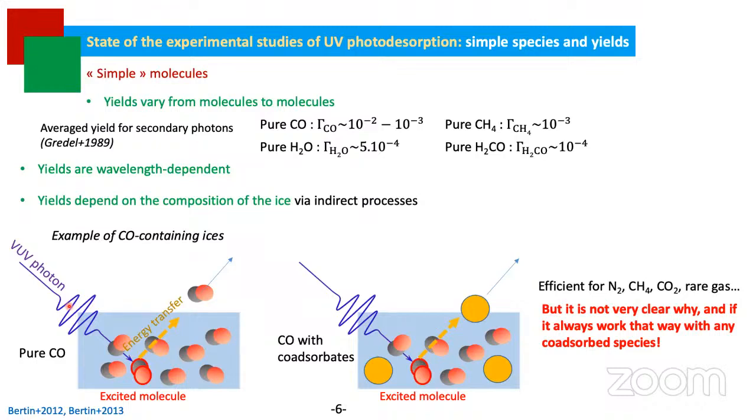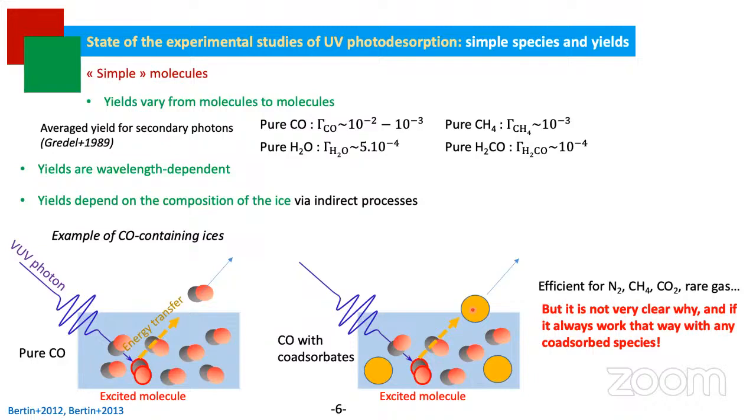DIET mechanism, which Antoine discussed a bit already, which passes by the excitation of a bulk located molecule, and somehow the energy is getting transferred to the surface and pops the molecule off the surface. This works for CO, but this works also if you make any other coadsorbate with CO. For instance, if you take another molecule like N2, methane, CO2, or even atoms like rare gas, this indirect phenomenon is extremely efficient. But it's not always efficient.